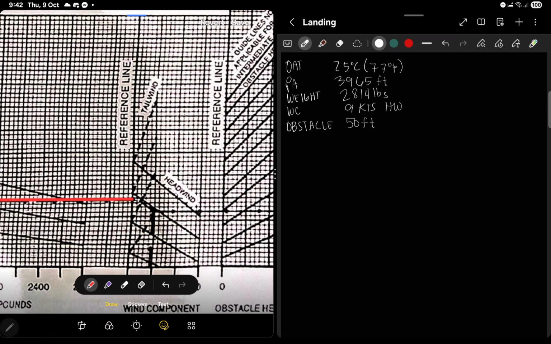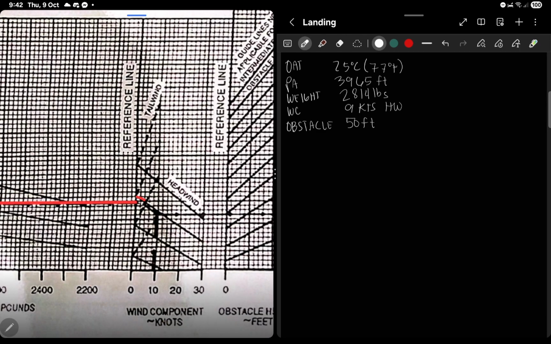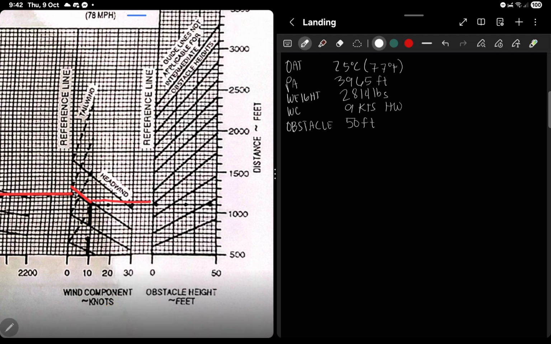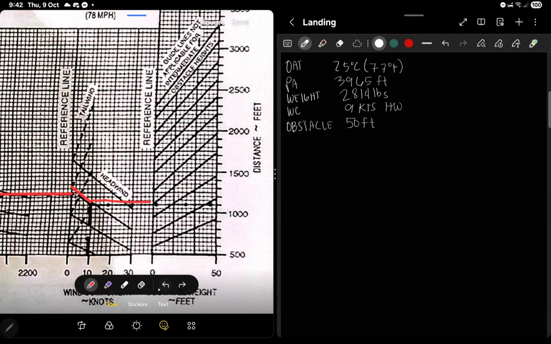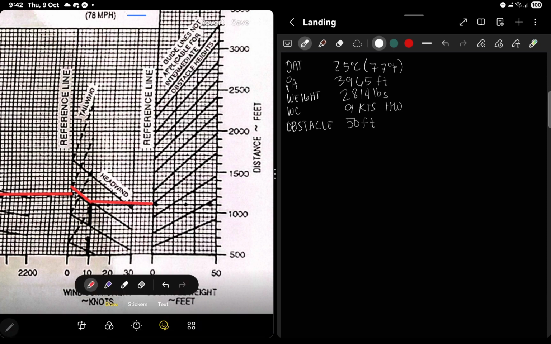And after that, let's take a look at our wind component. We have 9 knots of headwind. So, since we have 9 knots of headwind, we're going to follow this line all the way till we get to near 10 knots. Around that. And let's go straight ahead to our next reference line. And since this is the closest line that we have in our reference line, we're going to follow that until we reach 50 feet obstacle.